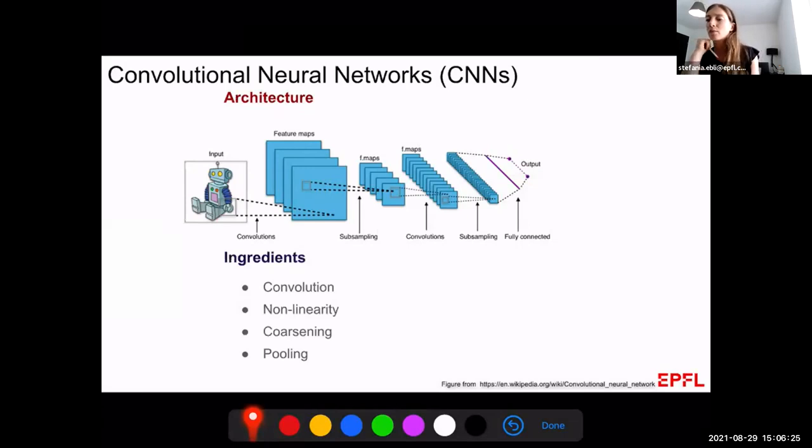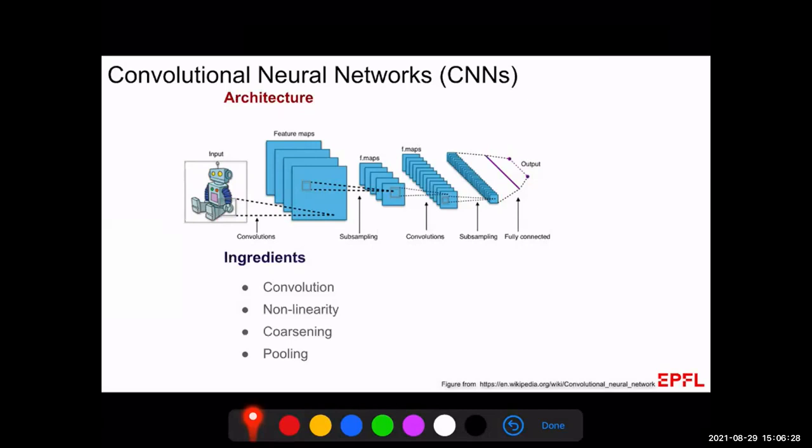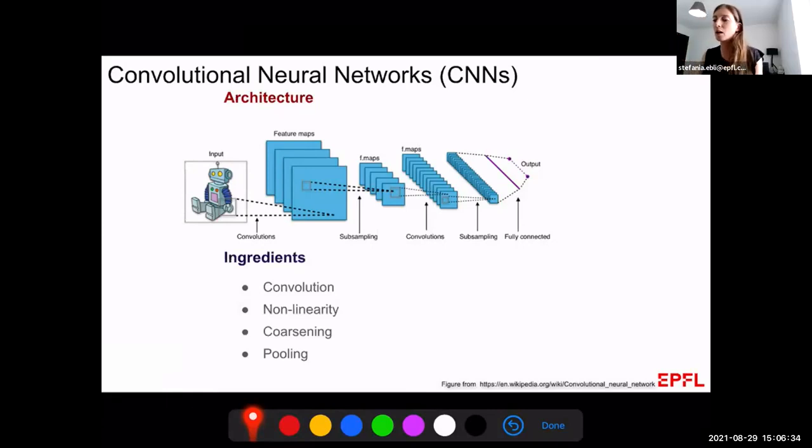And one can think about convolutional neural networks as a composition of functions, which are mainly given by these ingredients. A convolution, which is a linear operation on the pixels of the image. A nonlinearity, which is applied to the convolution. And two other operations, coarsening and pooling. Roughly, coarsening is the operation that reduces the size of the image. Imagine you have an image given by 4 pixels. One can have a coarsening of this image from 4 to 2 pixels.